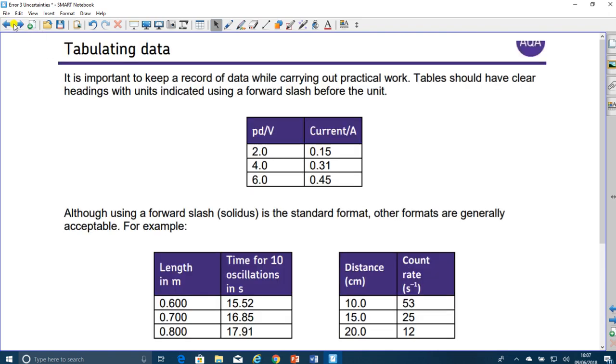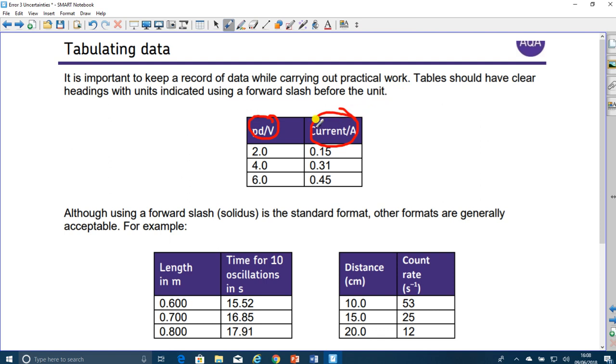So taken from the AQA, it's important to keep a record of data while carrying out practical work. Obviously, tables should have clear headings with units indicated using a / before the unit. Here it's really important. A lot of students are not looking if it says milliamps, for example. Lots of marks are lost because they'd be out by a factor of 1,000. So it's important that you're really careful and you look at this.